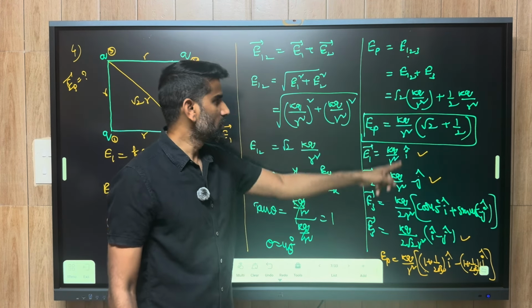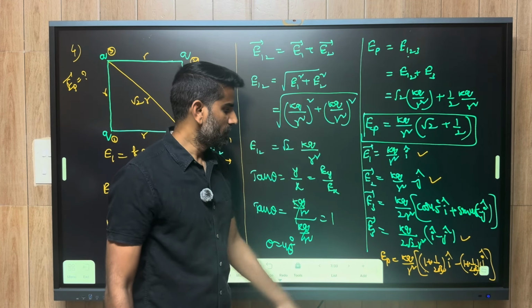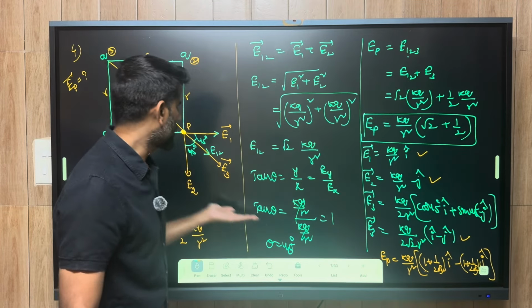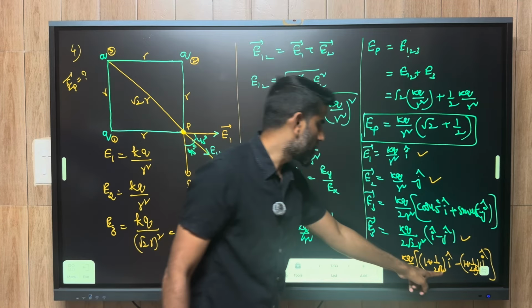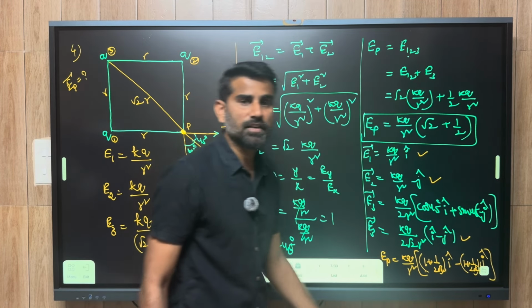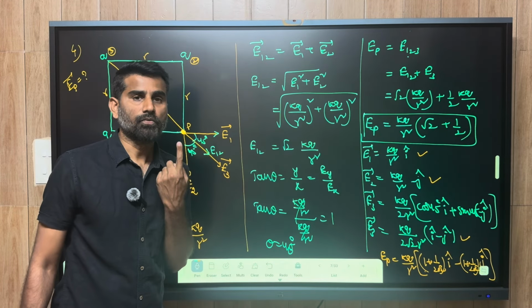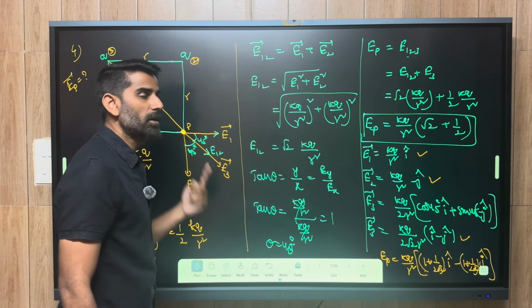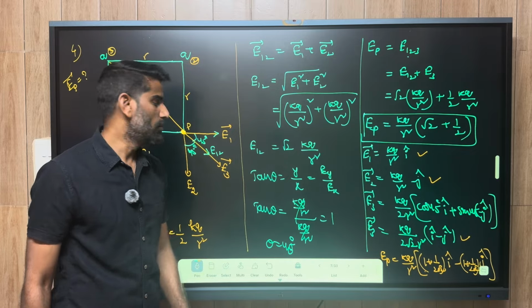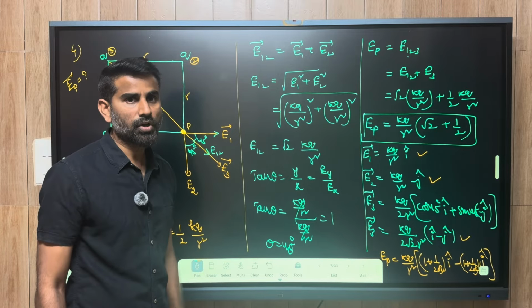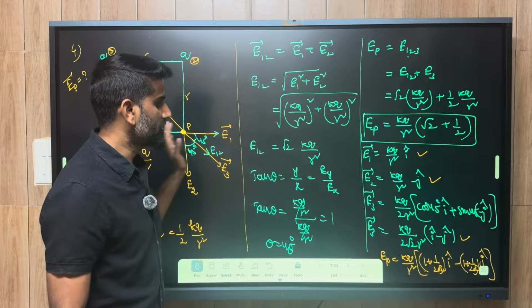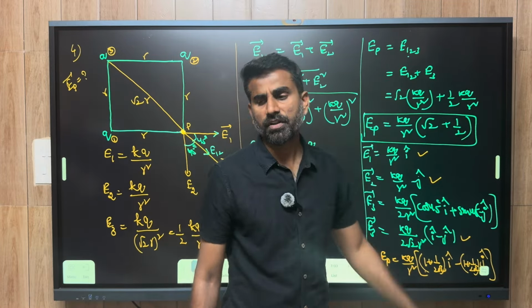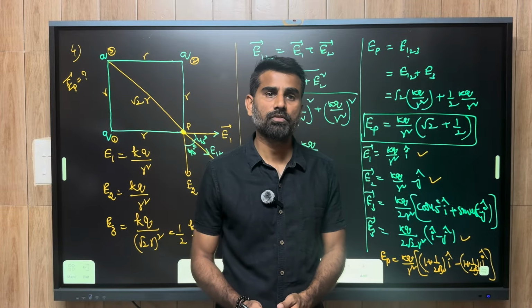If you find the magnitude, you will get this one. If you want to find the direction, you will get 45 degrees only, because x component and y component are the same. X by y will give 1, which means it will be at 45 degrees below the x axis. I hope this explanation is clear to you, right? So it is a little bit complicated question.